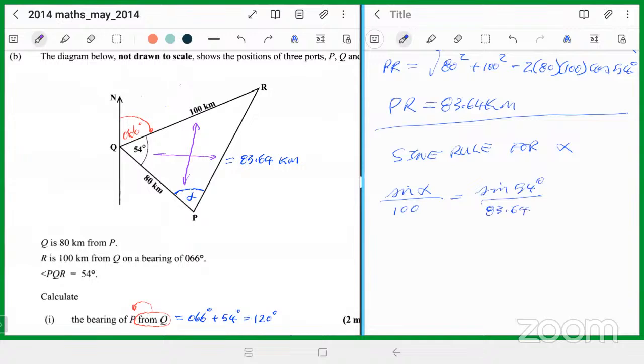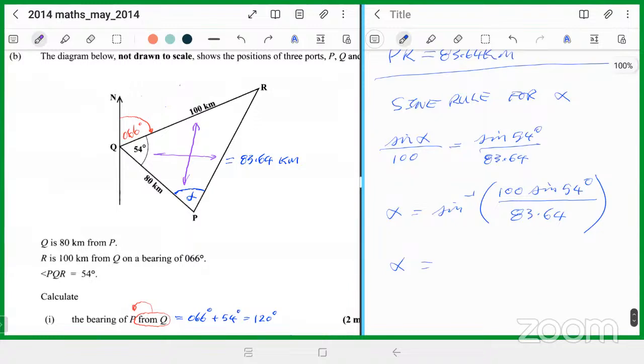83.64. And they ask you for two decimal places. You have to work with the two decimal places that they asked for. We're going to multiply this 100 up here, and then we're going to take the inverse sine. If you notice, we're doing the same thing almost all the questions. Alpha will be sine to the minus 1 of 100 times sine of 54 degrees divided by 83.64. That's why it's so important for you to practice, because they're basically asking the same thing to do. It's almost the same thing we do for all the questions, just different angles, different distances, but we're practically doing the same thing.